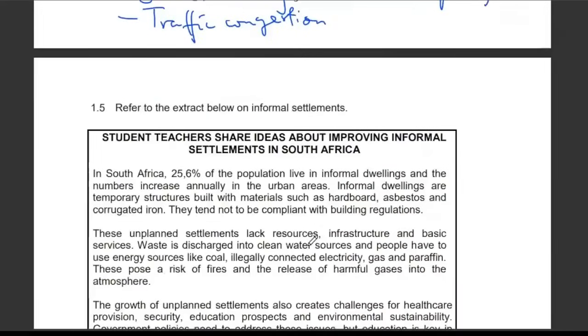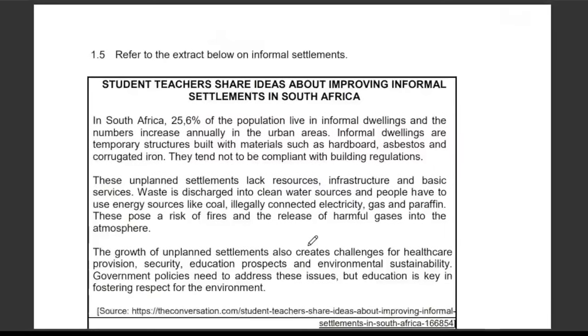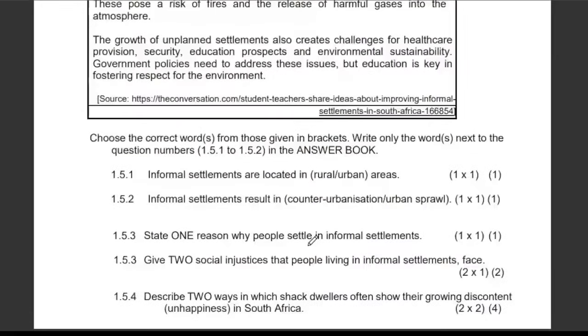Right, we move on to number 1.5. Student teachers share ideas about improving informal settlements in South Africa. Right, number 1.5.1, it says informal settlements are located in, where are they? In urban areas or in rural areas? Definitely we find informal settlements in urban areas. The shanty towns are found in urban areas. Informal settlements result in counter-urbanization or urban sprawl. They result in urban sprawl.